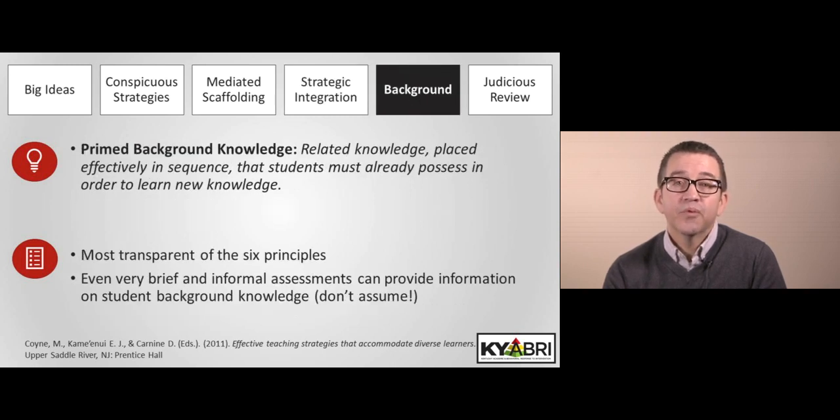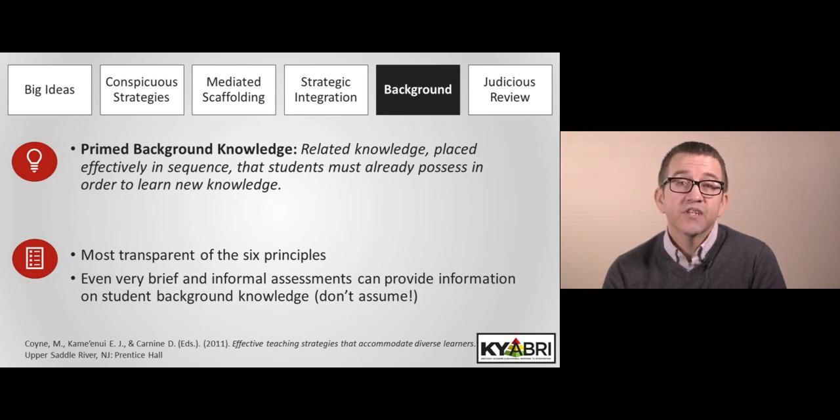The fifth principle, prime background knowledge, refers to incorporating related knowledge students must have in order to successfully learn a new concept or skill. This is the most transparent of the 6 principles. For example, knowing about planets is going to make it easier for me to comprehend a story about planets. It is important to note that even very brief and informal assessments can provide information on student background knowledge. You don't just want to assume they have it.